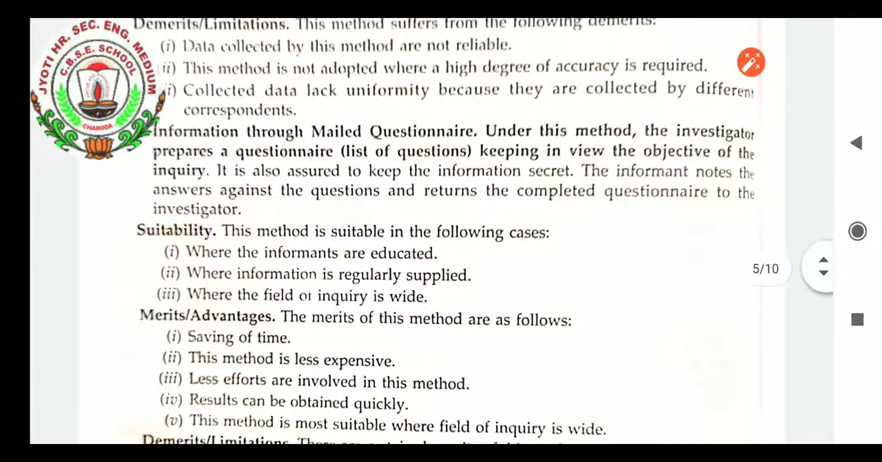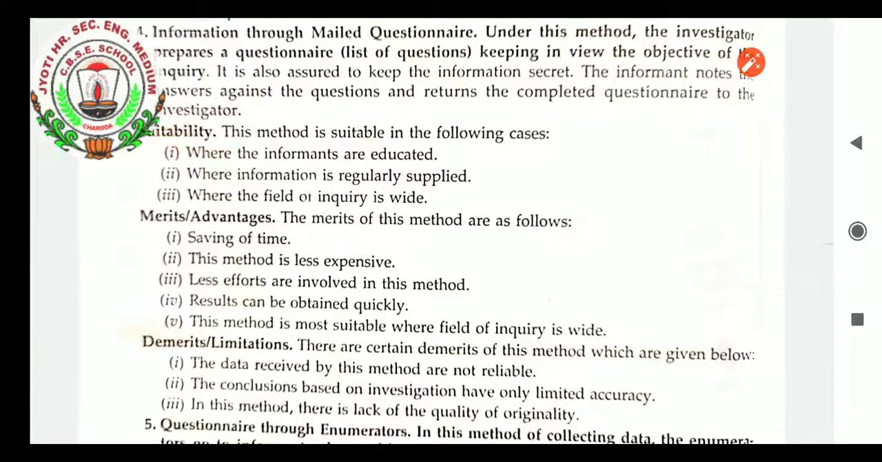Information through mailed questionnaire, very clear this method. We collect the information through mail. Under this method, the investigator prepares a questionnaire, a list of questions keeping in view the objectives of the inquiry. It is also assured that the information will be kept secret. The informant notes the answer against each question and returns the completed questionnaire to the investigator. This method is suitable where the informants are educated, definitely, then only they can answer our questions. It is suitable where information is regularly supplied and the field of inquiry is wide.